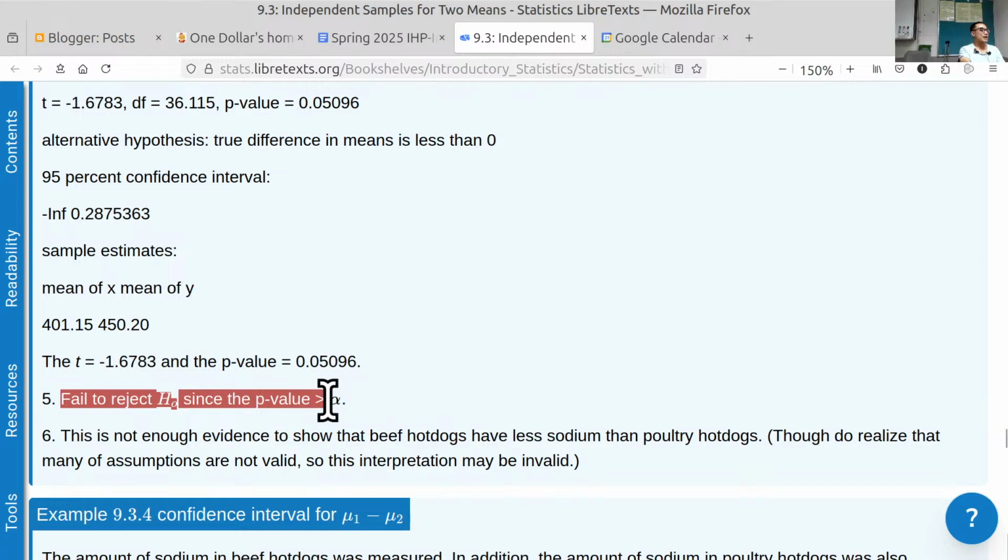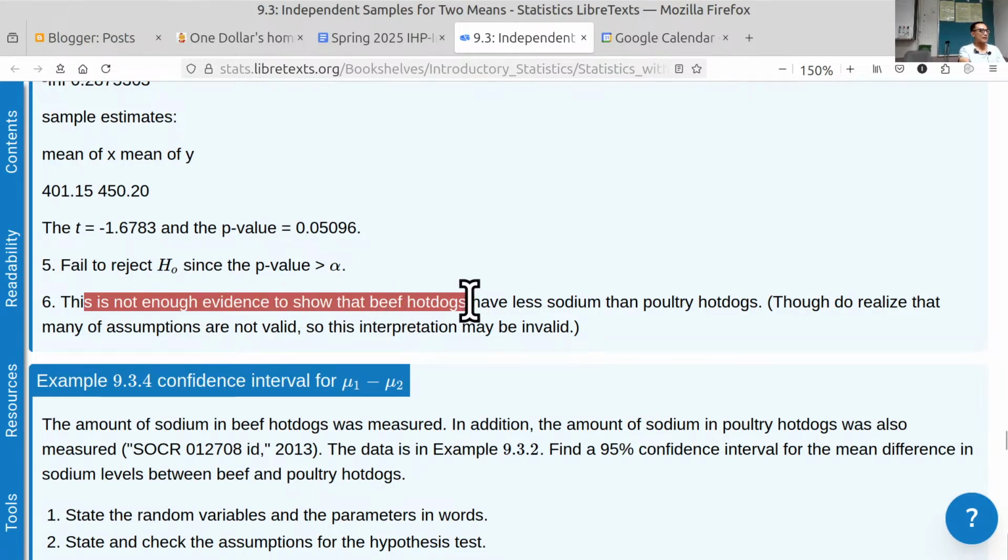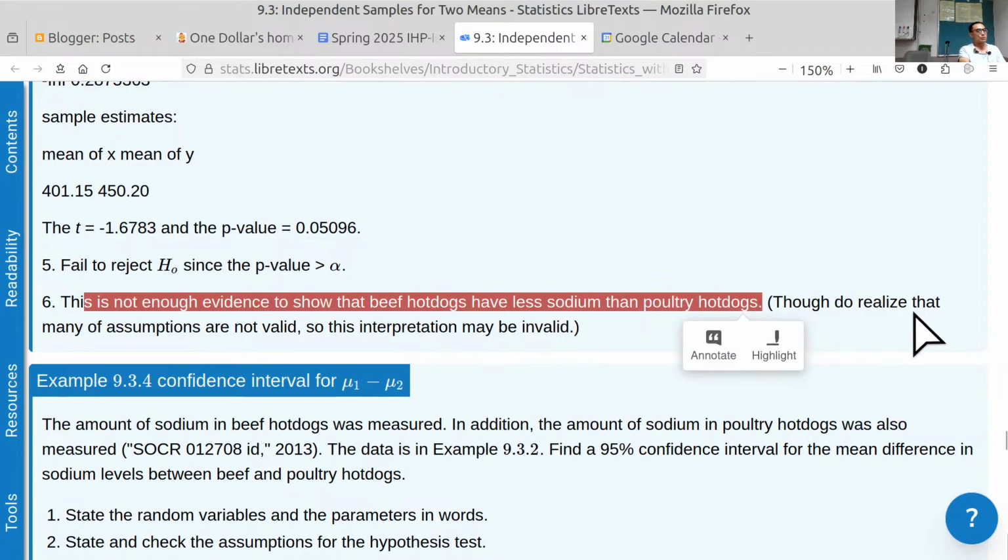Since the p-value is a little bit larger than the alpha level, the conclusion is there is not enough evidence to show the beef hot dog has less sodium than the poultry hot dog. But we need to realize that many of the assumptions are not valid, so the interpretation may be invalid.